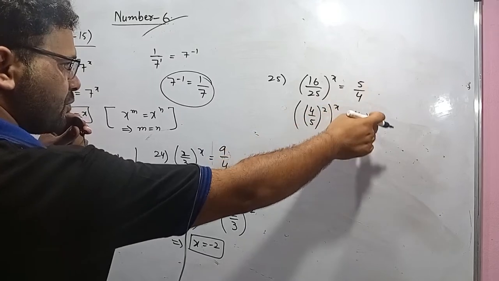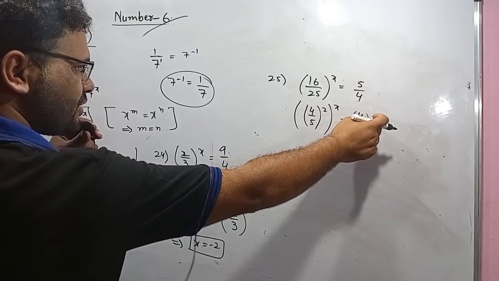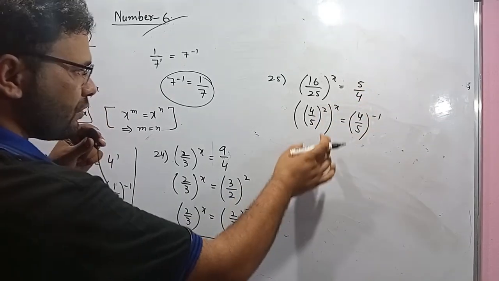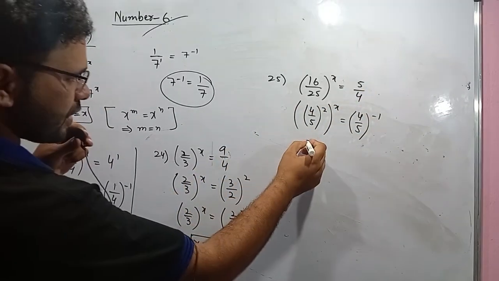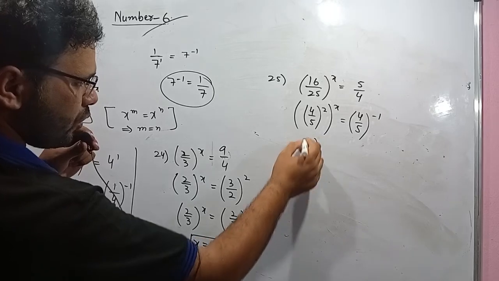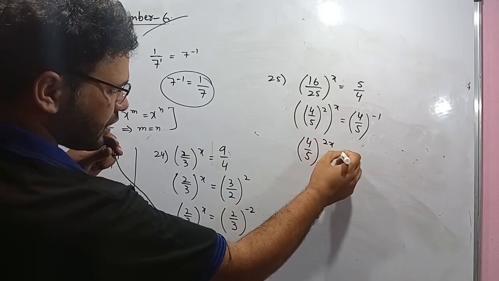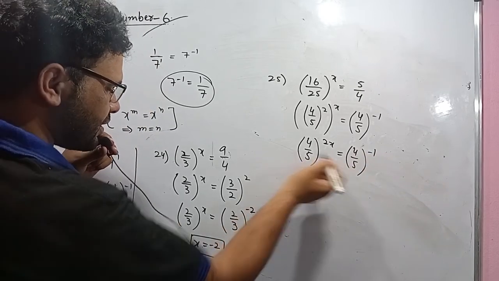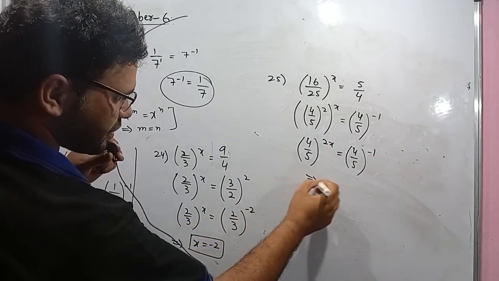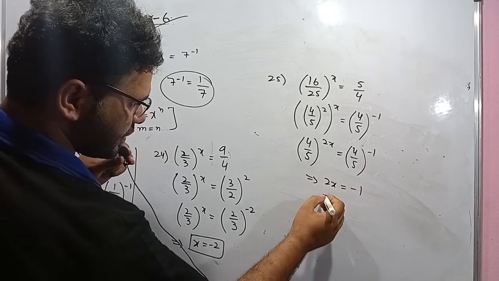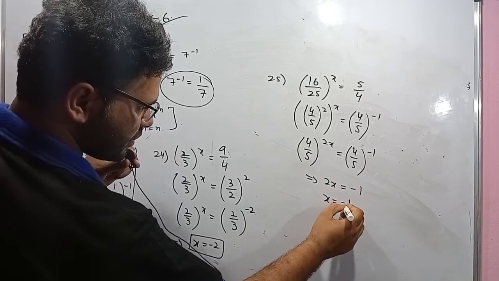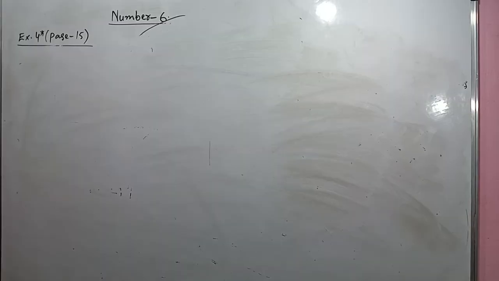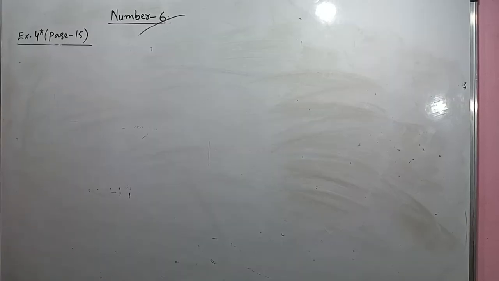I have taken the reciprocal here, that's why I have written the minus 1, so that I can write it again as 4 by 5 with positive power. So here you can see it's (4 by 5) whole power 2x equals (4 by 5) whole power minus 1. Now you can see the bases are the same, so I can write the powers are equal: 2x equals minus 1. It implies x is equal to minus 1 divided by 2, doing transposition of 2 to the right hand side. Next we will do the exercise 4 star.